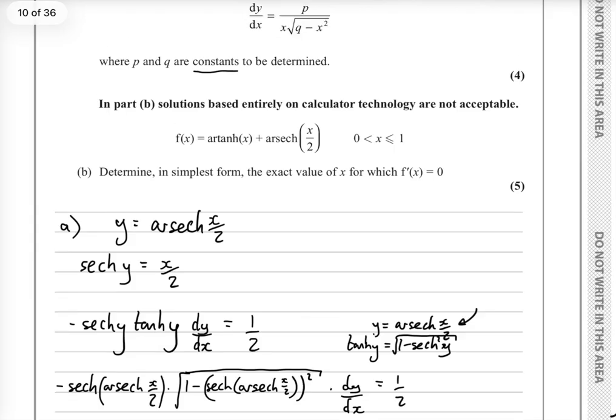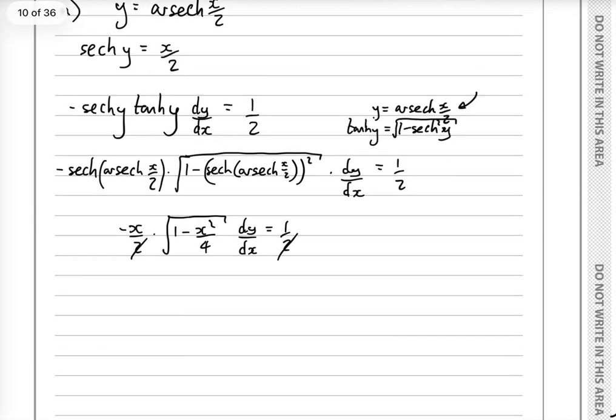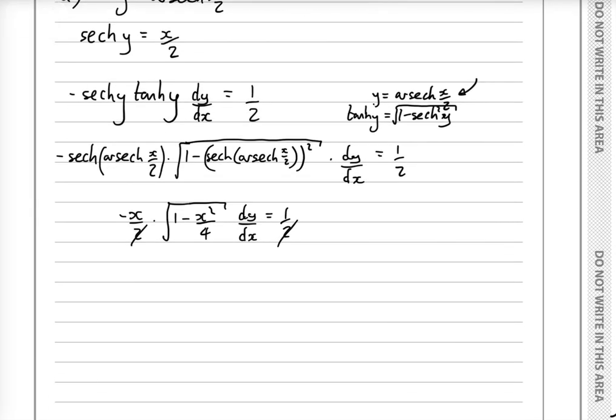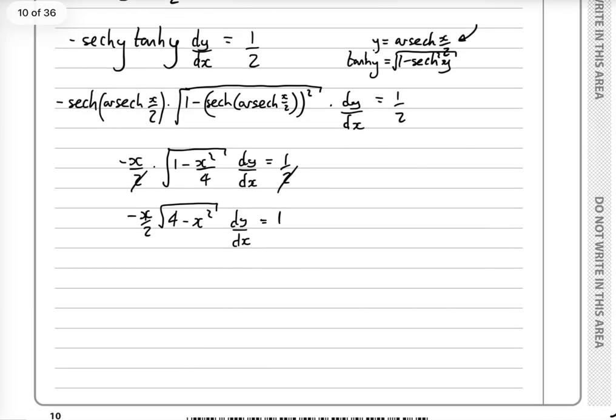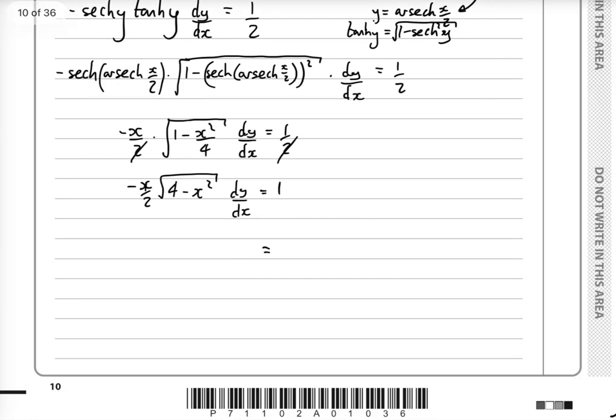Looking back up here, yep, q minus x squared. So to get the x squared by itself, we factor a quarter out of that. We get 4 minus x squared. And when you square root that factored quarter, you get a half. That's still minus x in front. dy by dx is equal to 1 now. Rearrange this, and we get minus 2 over x times the root of 4 minus x squared.